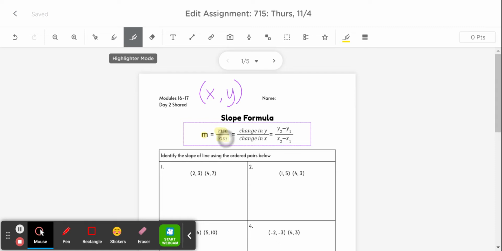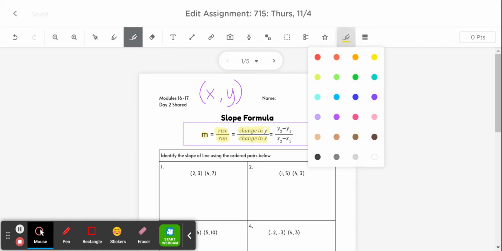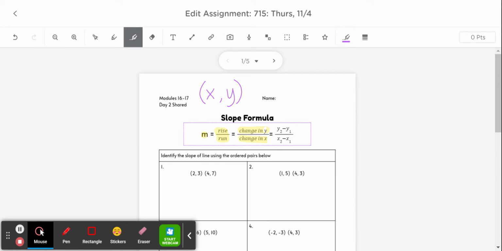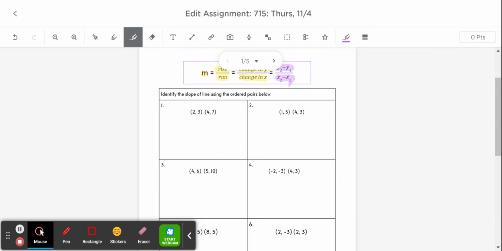Yesterday we were counting rise over run, and I talked to you about how that meant the change in y over the change in x. Today we're going to use this last part, this slope formula, to subtract the two y's and subtract the two x's to get our slope. So I'll show you what I mean by that in number 1.